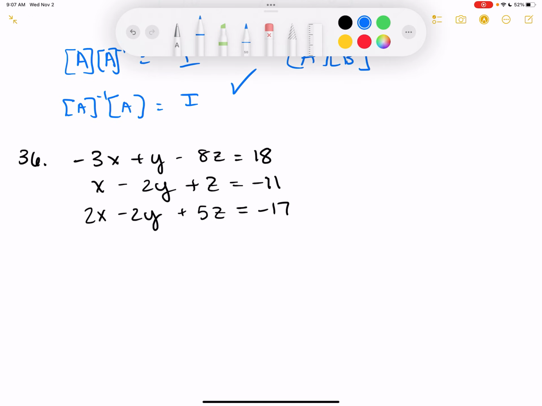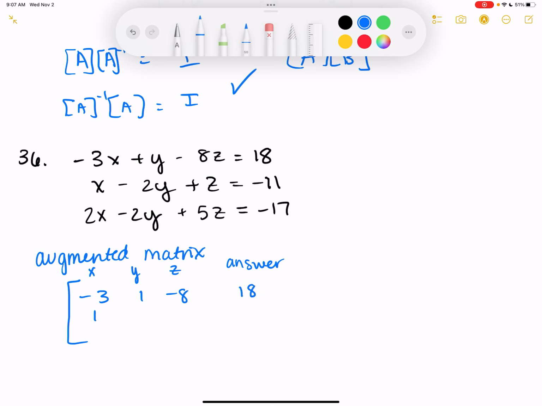All right, so we set up what we call an augmented matrix. You don't have to know that term, just know that that's what we're going to do. So when we set that up, we're taking only the numbers in order in our equation. That's why I said it has to be in order. So we're going to have an x column, a y column, a z column, and then an answer column. If a term is missing, so if one of them was missing a y, where that should have been in that equation, we have to put a 0. So we copy down the numbers: -3, 1, -8, 18, 1, -2, 1, -11, 2, -2, 5, -17.